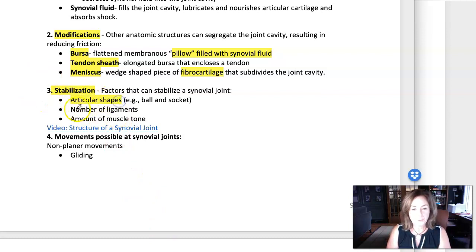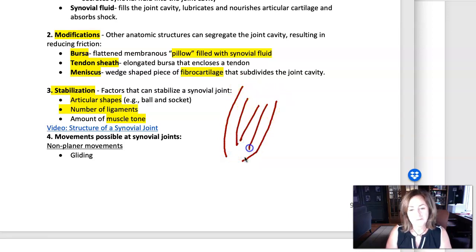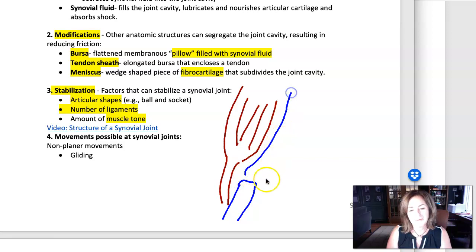So the articular shape plays a role, the number of ligaments, the more stable, and then the amount of muscle tone can also play a role, which we haven't talked about muscle tone yet in here. But I know you know what it is basically. So let's say you have a muscle, and that muscle through a tendon attaches to bone. So I'm going to say, okay, here's the bone, and then let's say here's a joint. Okay, so here's the other bone. Go with me on this one.